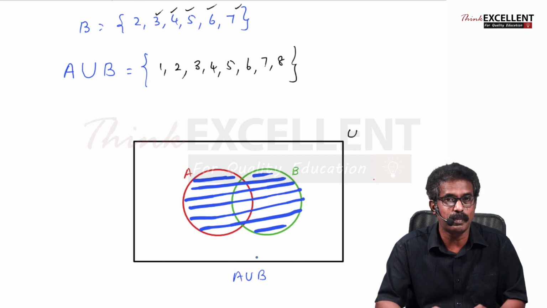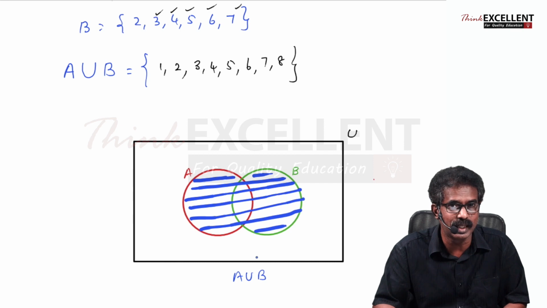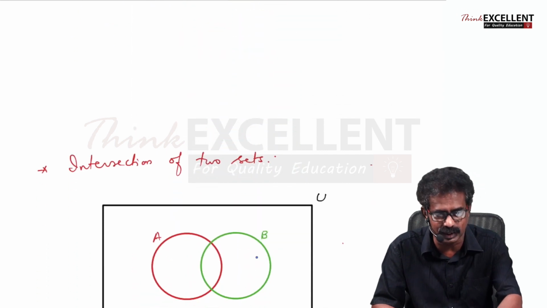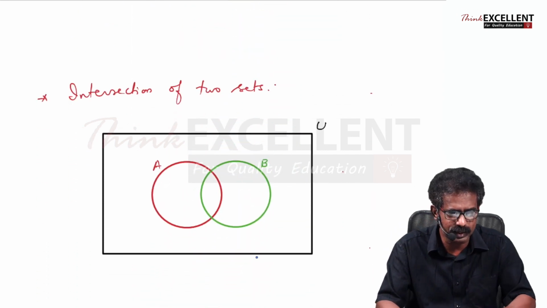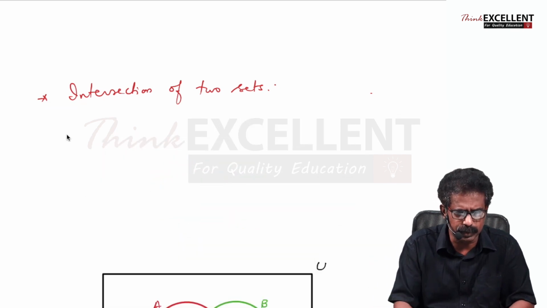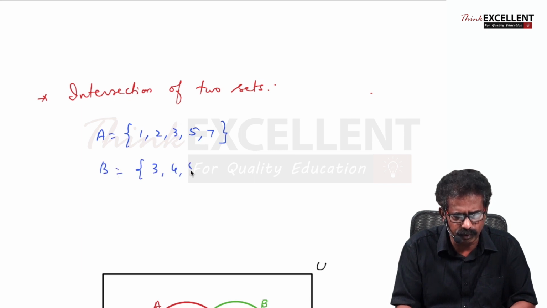So two operations we studied: one is complement, second one is union. Now I'm going to teach the third set operation, called intersection. Already I talked about this. Intersection means you take only the common elements. Suppose I'm taking two sets, A equal to 1, 2, 3, 5, 7, and B is a set 3, 4, 5, 6.